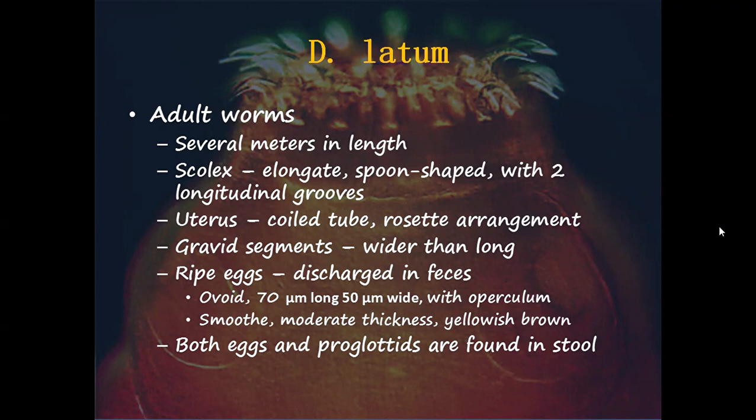So it is smooth, of moderate thickness, yellowish brown, which is a general feature for most of these organisms, except for the operculum. So both eggs and proglottids can be released and can be found in the stool. Some organisms do not release the proglottids, so only eggs are found in the stool. In D. latum, both eggs and proglottids are found in the stool.